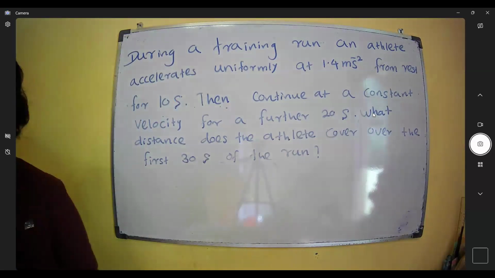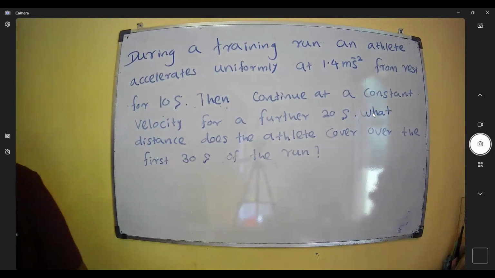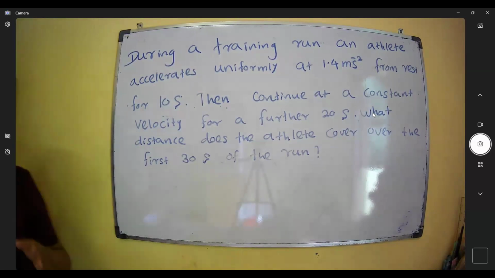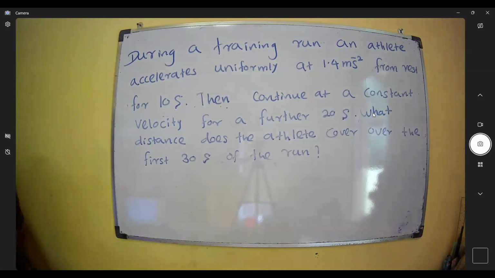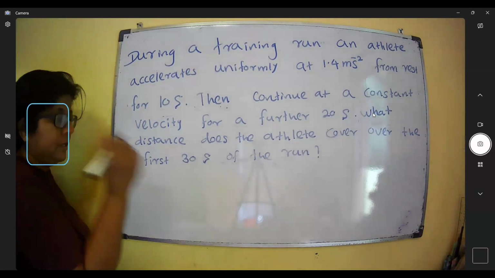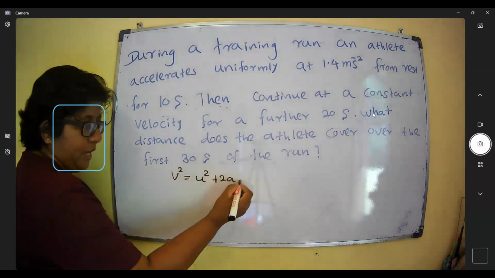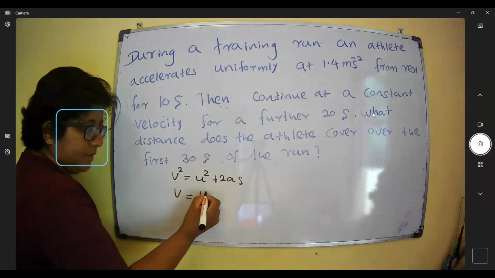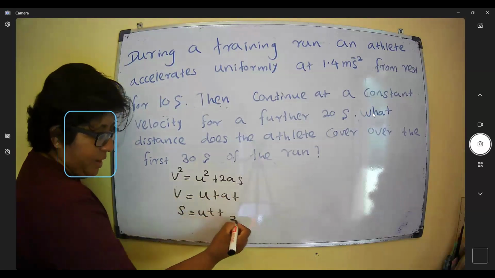The kinematic equations, right? In this question, I can memorize the kinematic equations. So we want to find the total distance run. We know there are three kinematic equations: V squared equals U squared plus 2AS, V equals U plus AT, and S equals UT plus half AT squared.